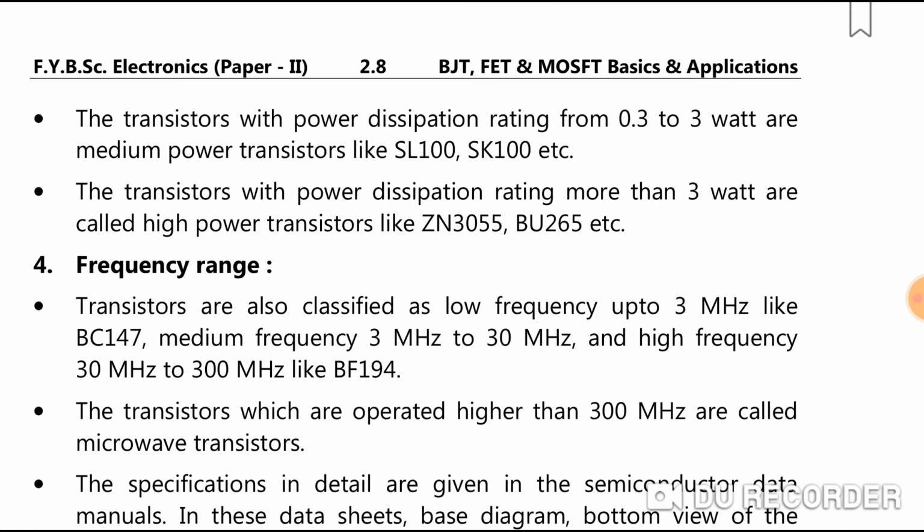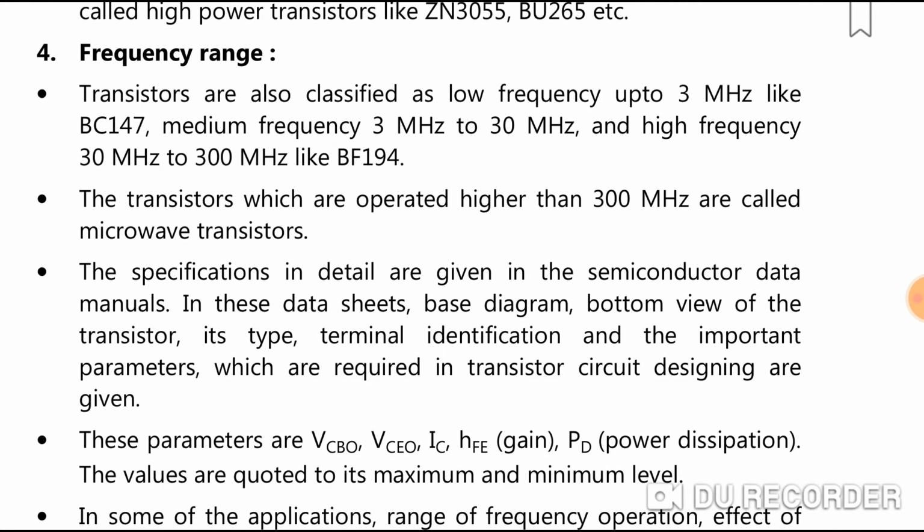The transistors with power dissipation rating from 0.3 to 3 watt are medium power transistors like SL100, SK100, etc. The transistors with power dissipation rating more than 3 watts are called high power transistors like 2N3055, BU265, etc.